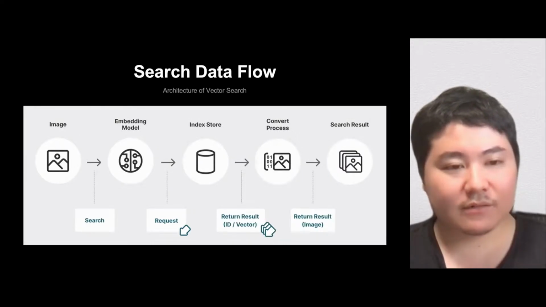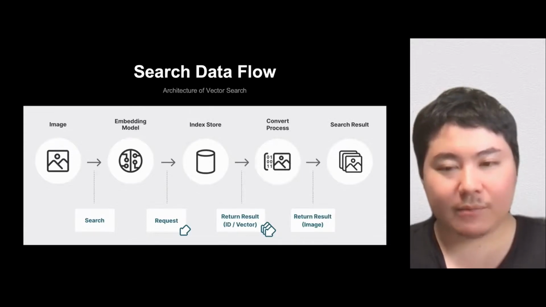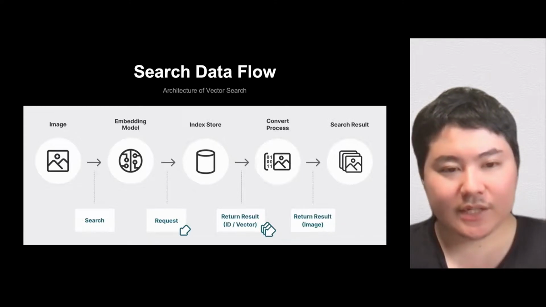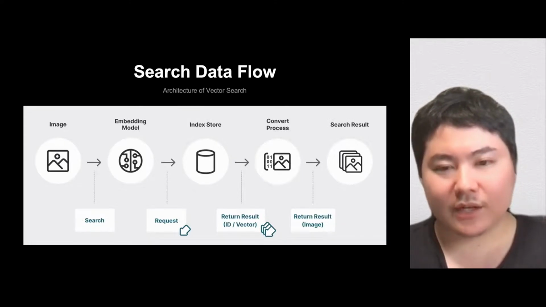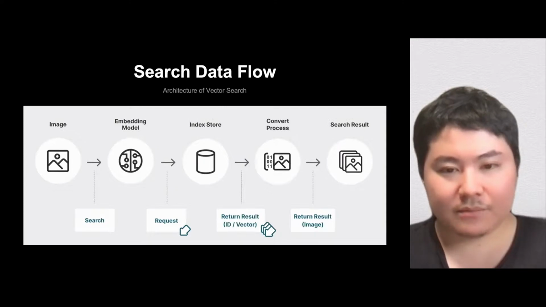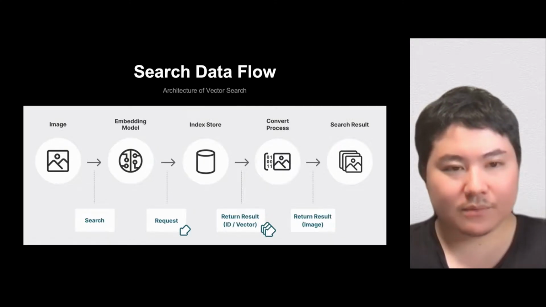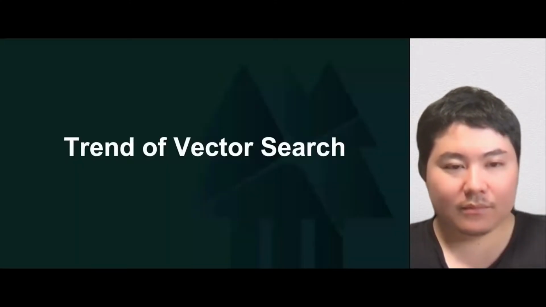Next, the search phase. In this phase, similar to the indexing phase, query objects are converted into vectors using the embedding model, and the vector is used as a search query. Then, the ANN algorithm gets executed, and similar search results get returned. Finally, by converting the vectors into images, similar images can be obtained.